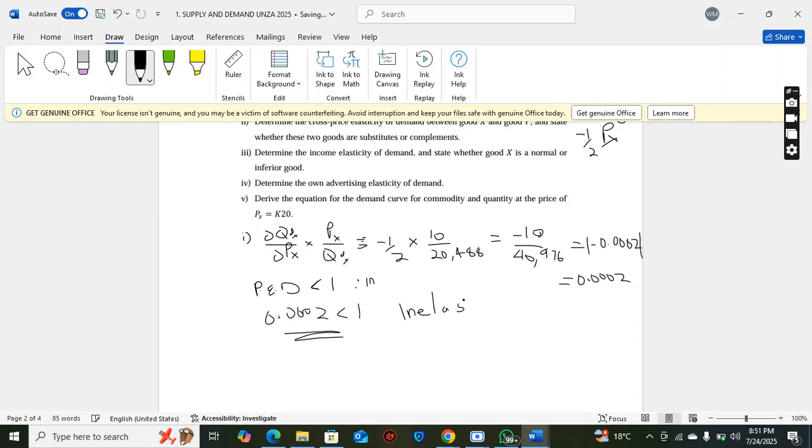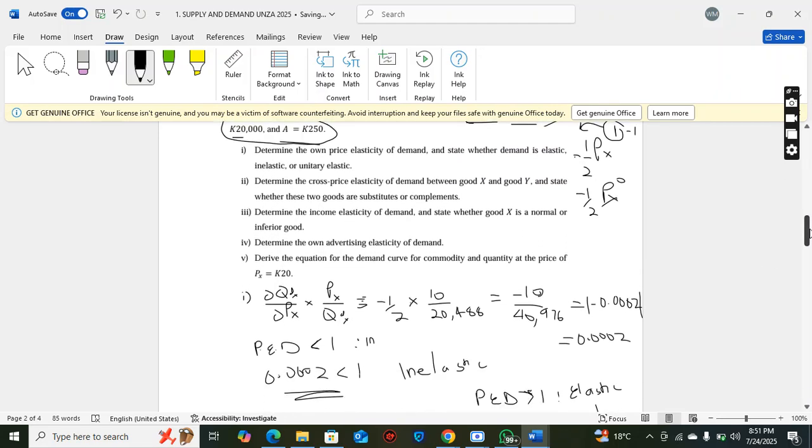If it's greater than 1, it's elastic. If your PED is greater than 1, remember, then demand is elastic. If PED equals 1, then that's when it's unit elastic, where quantity demanded changes by the same amount as price. So remember this, colleagues, because if you encounter this question, you need to interpret. So demand for this good is inelastic. It's not sensitive to changes in price.